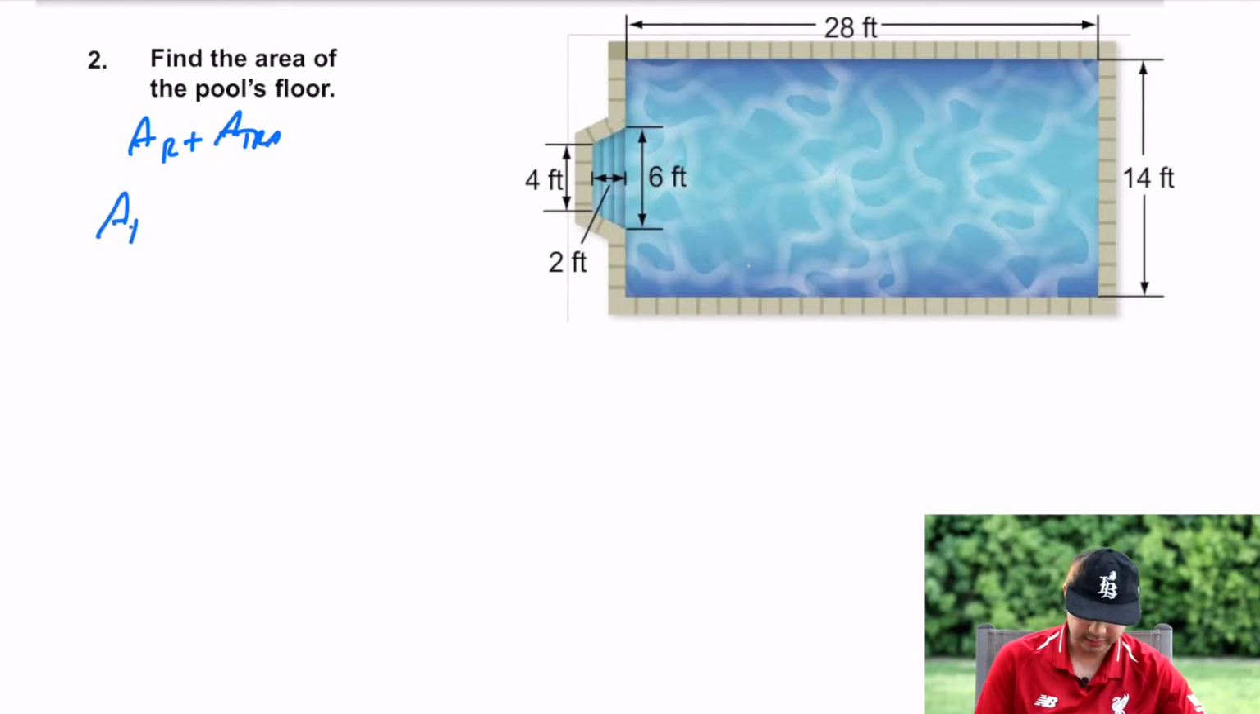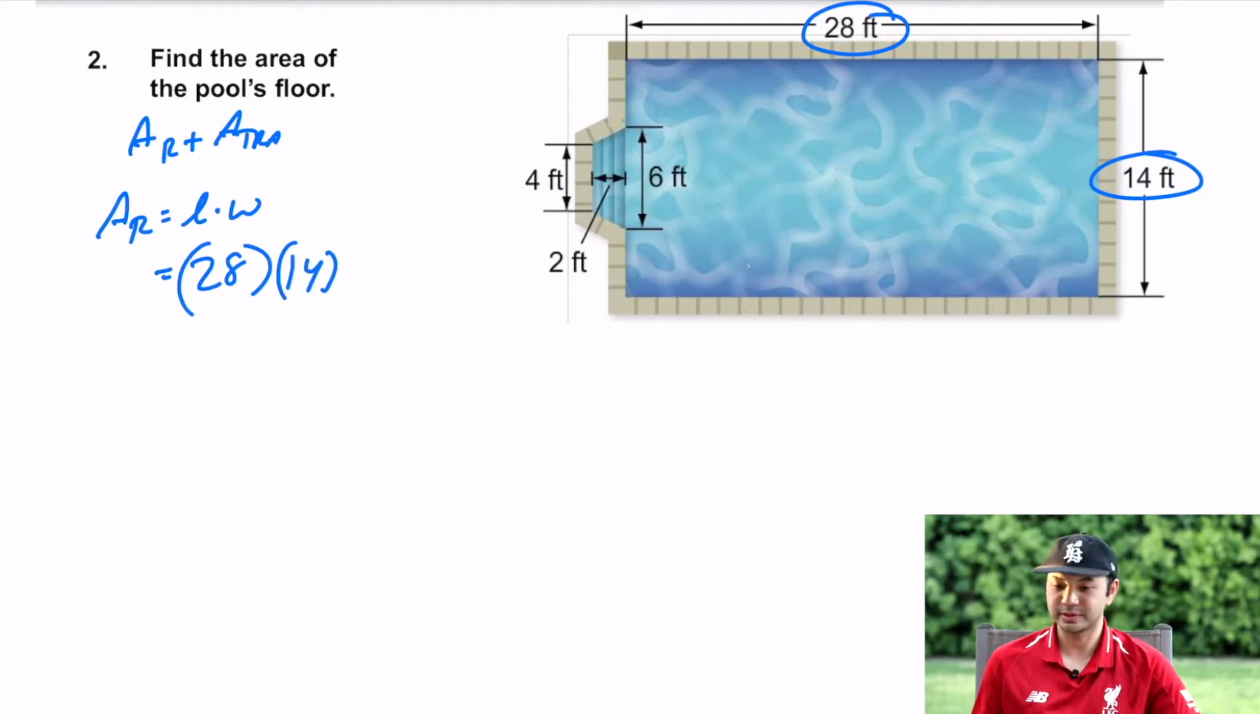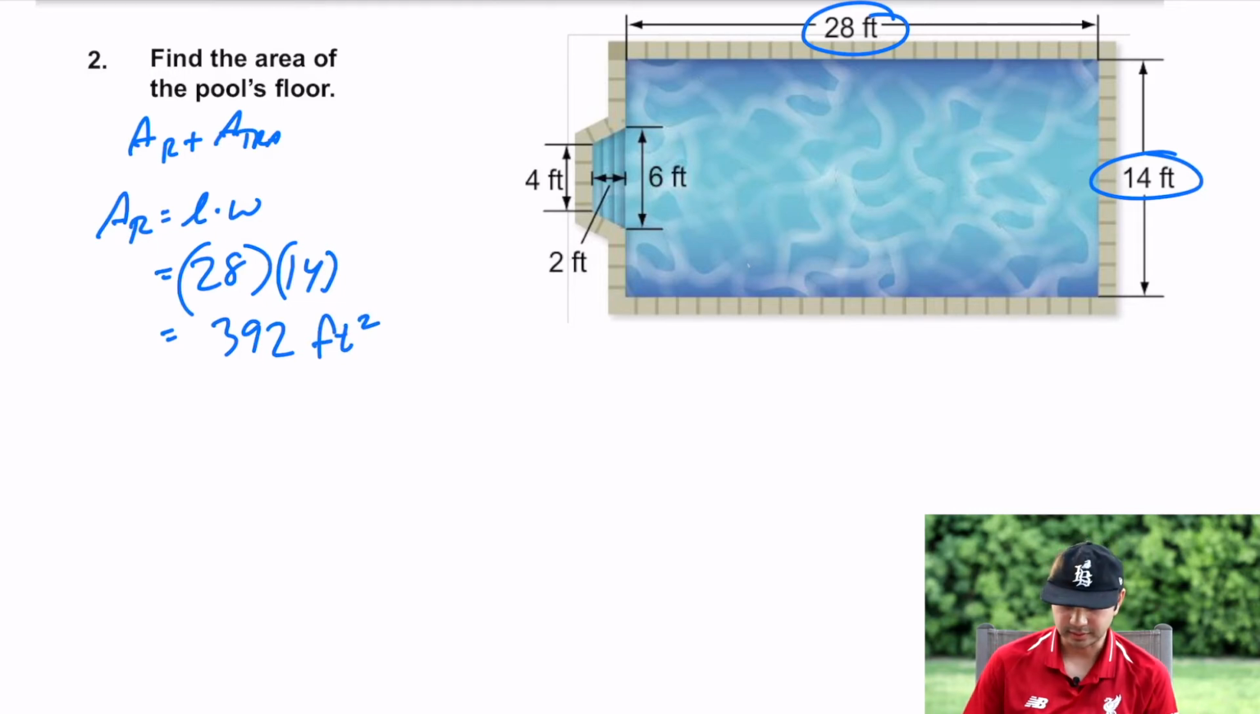Area of the rectangle is length times width. So we have 28 and 14. So we're gonna do 28 times 14. I'm gonna start using parentheses so they don't look like decimals. Okay, good. And then 28 times 14, that's 392. And this is feet squared. All right, so that part's done.